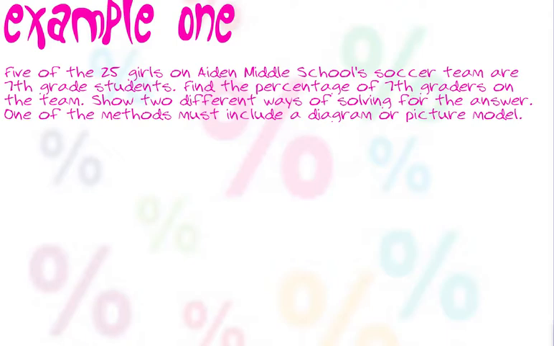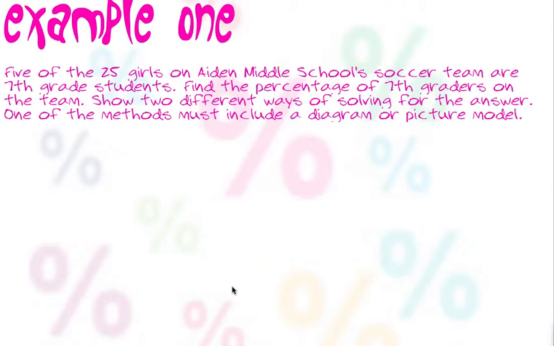All right, example 1. So we have 5 of the 25 girls on the Aiden Middle School soccer team are 7th grade students. Find the percentage of 7th graders on the team. Show 2 different ways of solving for the answer, and one of those methods must include a diagram or picture model. So we've talked a lot about modeling our answers and having a visual for our answers to help us better understand. So we want to make sure that we're continuing to do that to make sure that we have a sound understanding of how percentages work.